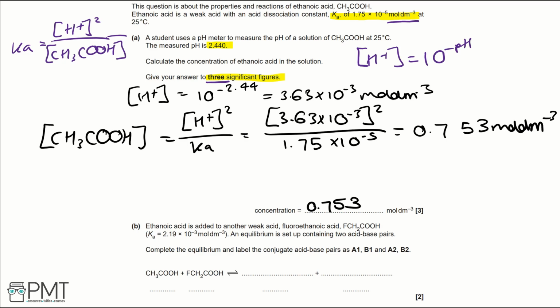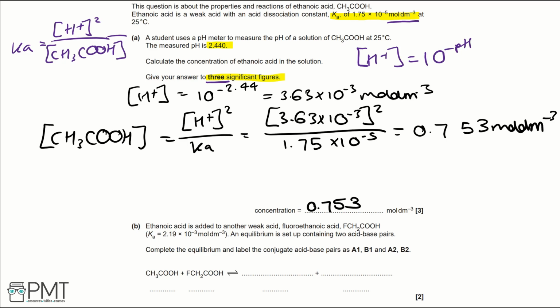To get the 3 marks in this question, you get a mark for working out the H plus ion concentration, a mark for rearranging the equation of CH3COOH, and a mark for your answer, the value of 0.753.